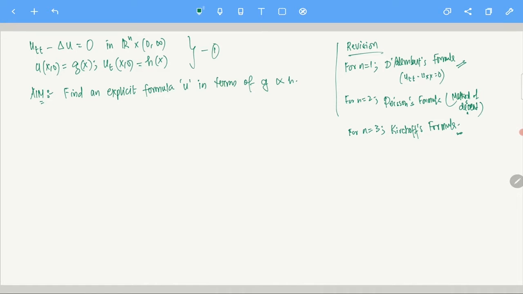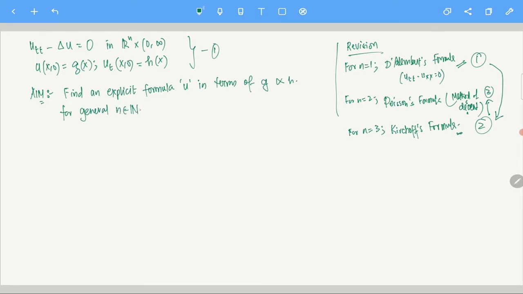So is it clear? What did we do? First step, n equals 1. Second step, n equals 3. From n equals 1 we went to 2 and 3, and then by the method of descent we went to 2 from 3. Here what we want to do is do it for a general n. Clear?